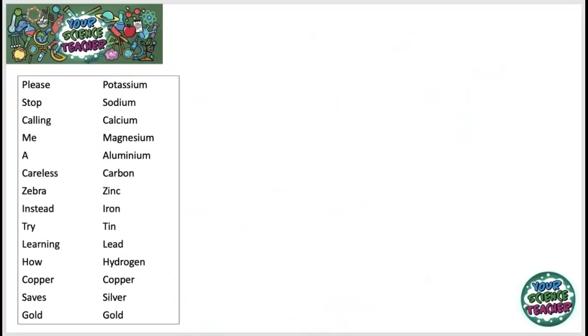Now we've finished with quantitative chemistry, we're going to look at metals and their reactivity. You need to know your metal reactivity series almost off by heart. Here's a little mnemonic you can use to remember it. Please stop calling me a careless zebra. Instead, try learning how copper saves gold. This just shows all the metals in terms of their reactivity, with the most reactive on the top and the less reactive down the bottom.